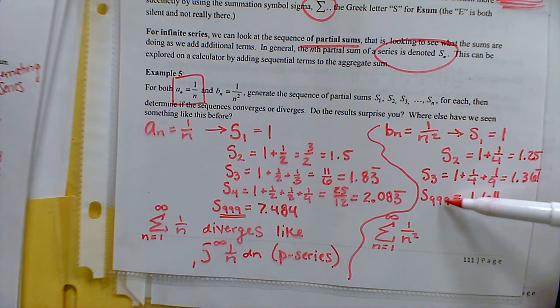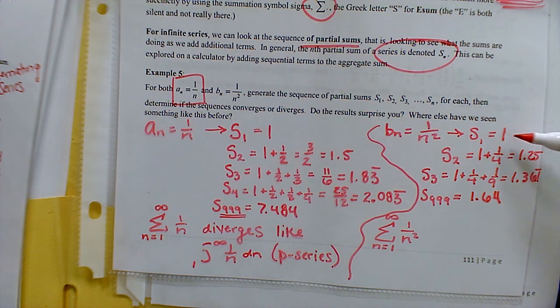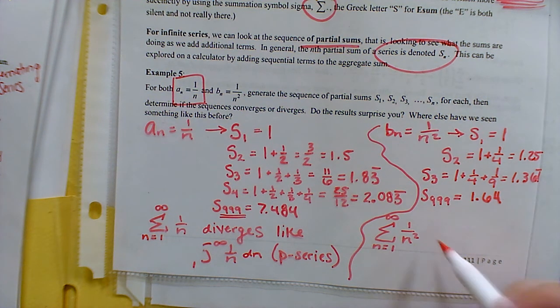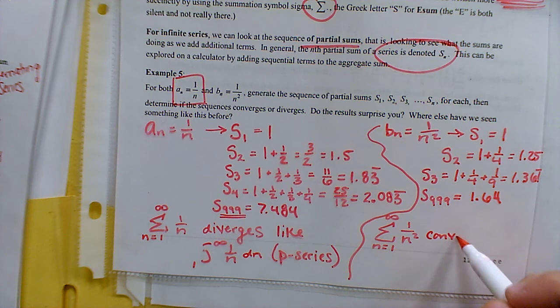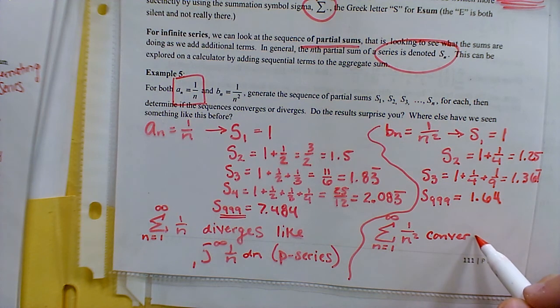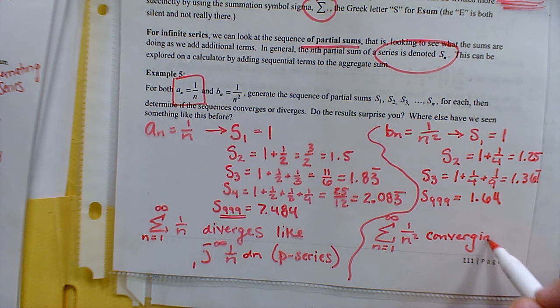If you wanted to check higher powered or higher termed ones, you could, but maybe this might be enough for us. Do you think we're getting closer and closer to something, or are we going off without bound? Would you guys think we're converging? Okay, so this one is converging. Maybe we don't know to exactly what, but at least we know we're converging.